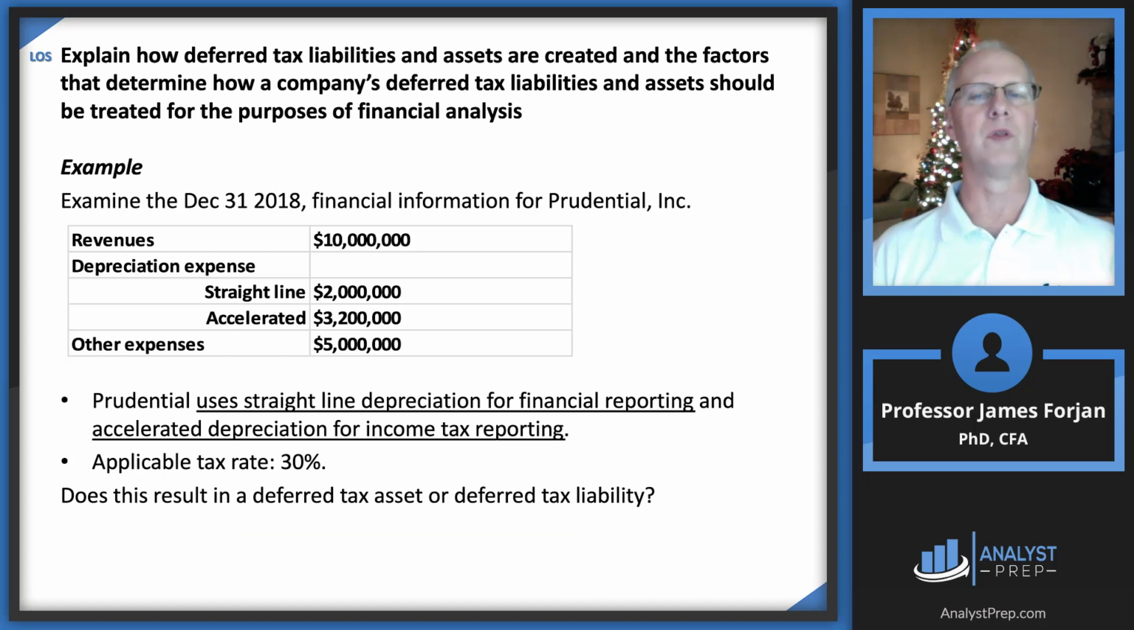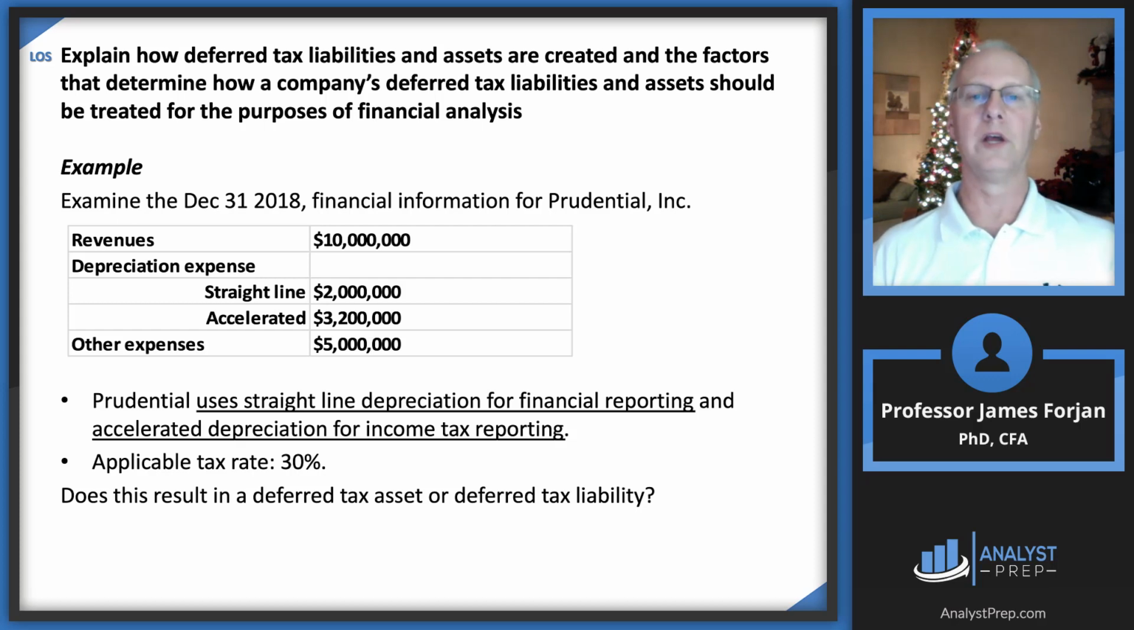Now here's a good example. So the LOS asks us to explain and then to determine how those deferred tax liabilities and deferred tax assets should be treated for the purpose of financial analysis. All right, so let's look at Prudential here. December 31st, 2018, which is coming up in just the very next week or so. Here we've got revenues of $10 million. And then we're going to compute straight line depreciation as $2 million, but accelerated depreciation as $3.2 million, and then we have some other expenses of $5 million.